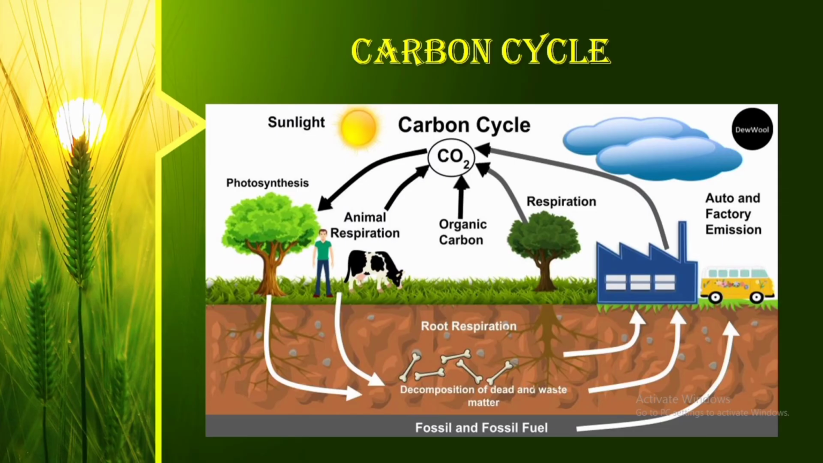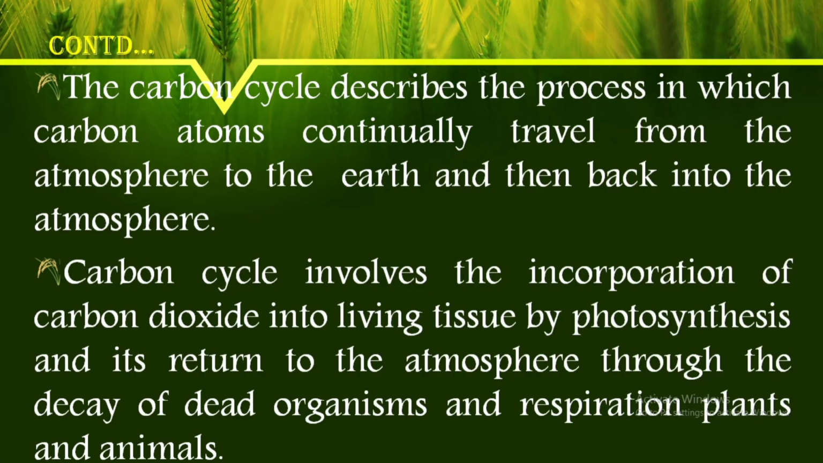Now, let us talk about the carbon cycle. The carbon cycle describes the process in which carbon atoms continually travel from the atmosphere to the earth and then back into the atmosphere. Since our planet and its atmosphere form a closed environment, the amount of carbon in this system doesn't change.